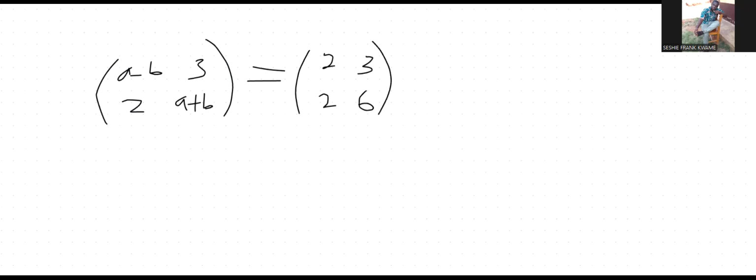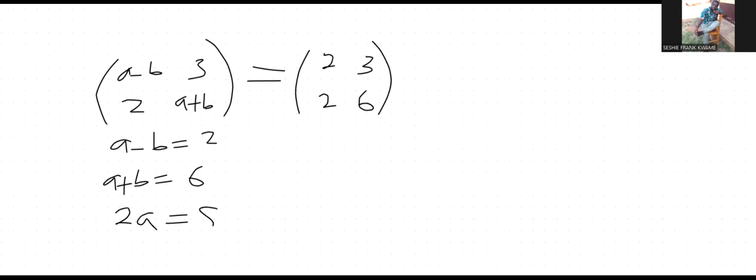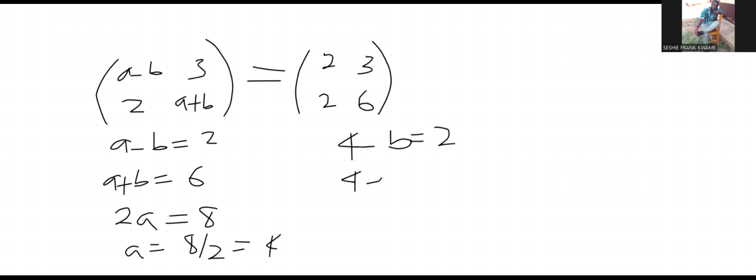So top left, A minus B should be equal to 2. Then the down right, A plus B is equal to 6. If you decide to add these, A plus A is 2A, next B plus B is 0, 2 plus 6 is 8. So A is 8 out of 2, which is 4. If A is 4, then 4 minus B is equal to 2. So 4 minus 2 is equal to B. So B is also 2. That ends it for question 3.